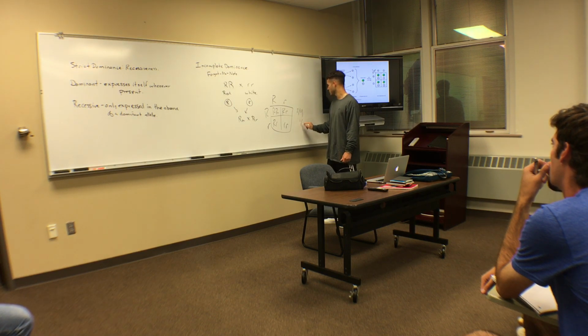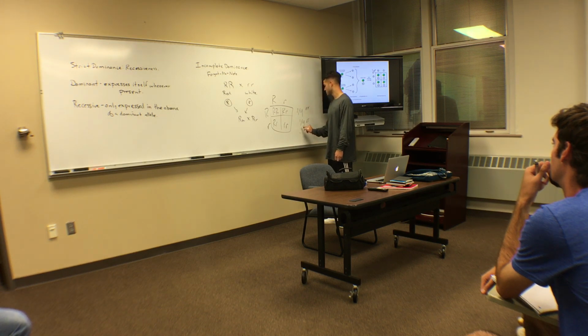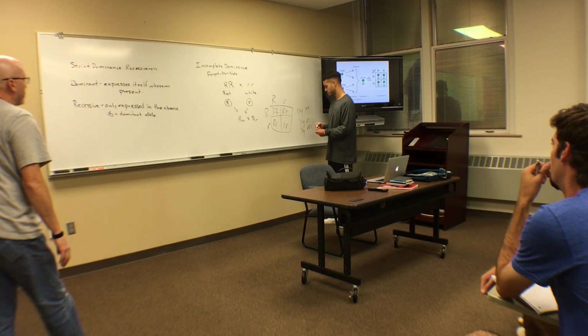2/4 of them are what? Dominant recessive, which is a heterozygote, yep. So the genotype is big R, little r. 1/4 is recessive, little r. And how many quarters is the homozygous dominant? 1. Yeah.